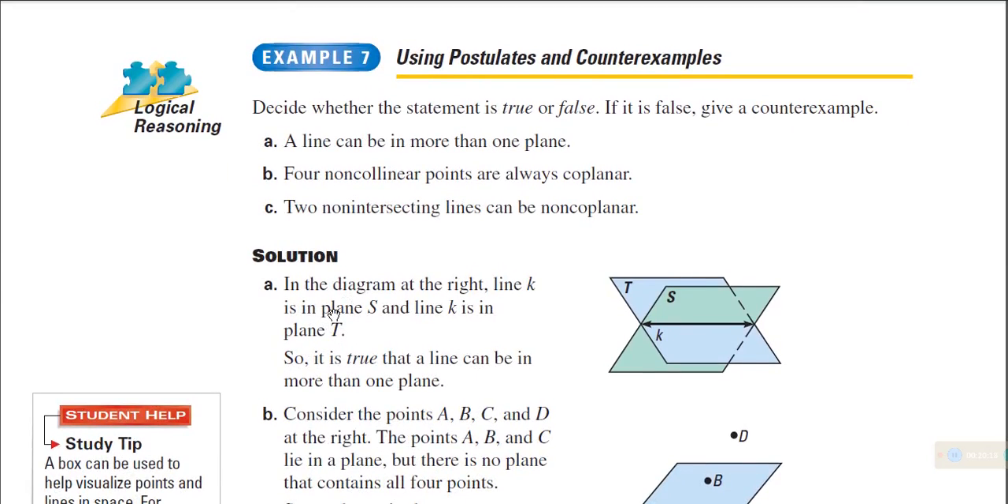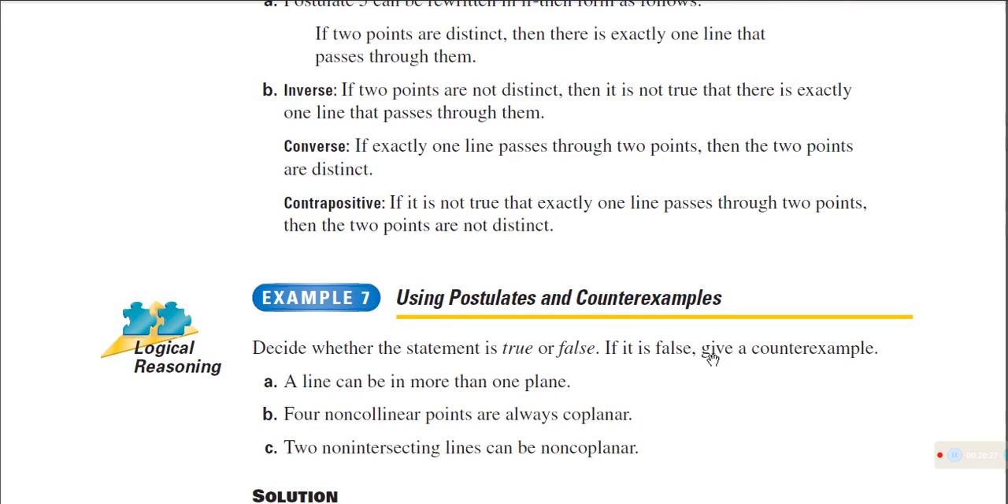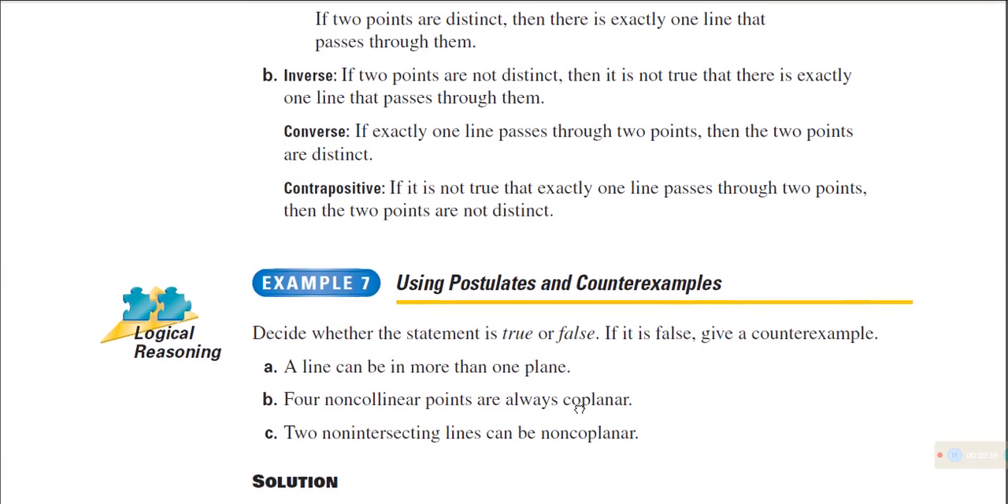Okay. So let's go to example number 7. Using postulates and counterexamples. Decide whether the statement is true or false. If it is false, give a counterexample. A line can be in more than one plane. So is this true or false?